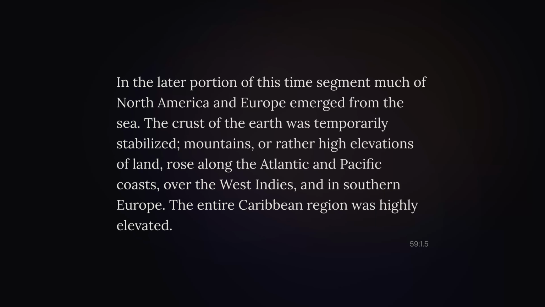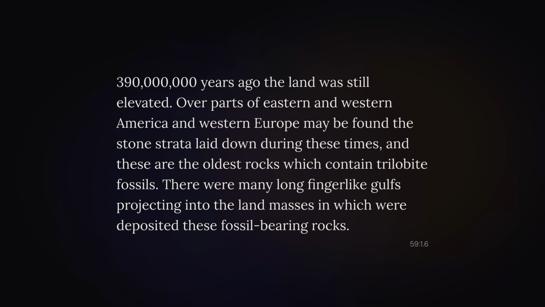In the later portion of this time segment, much of North America and Europe emerged from the sea. The crust of the Earth was temporarily stabilized. Mountains, or rather high elevations of land, rose along the Atlantic and Pacific coasts over the West Indies and in southern Europe. The entire Caribbean region was highly elevated. 390 million years ago, the land was still elevated.